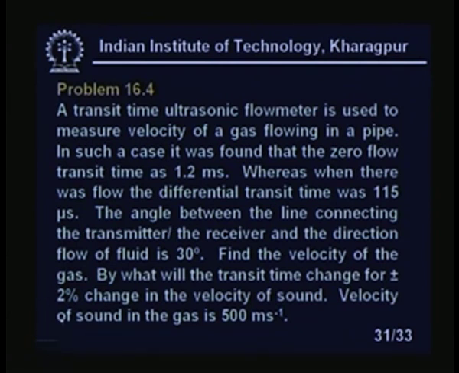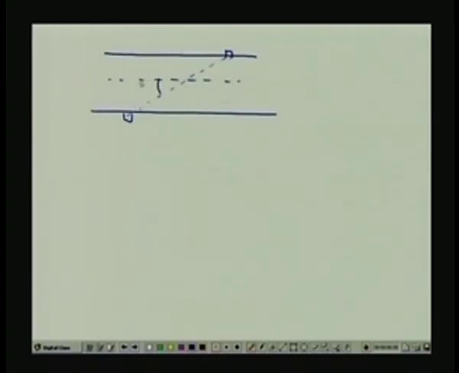So, let us take a blank page. So, it looks like this. I have a pipe. So, now I have a transmitter here. So, this angle is 45 degree. Okay, what is the angle? No, this is 30 degree, right. So, this is our L length.